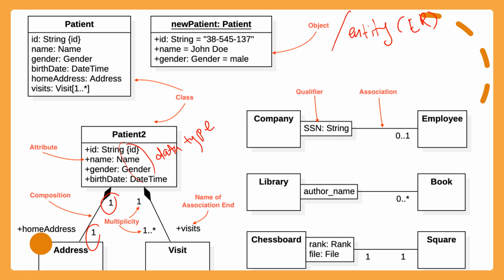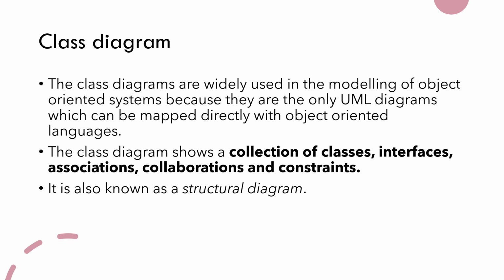They also have many to many and many to one, the degree of the relationship itself. So the class diagram is widely used in the modeling of object-oriented systems, because it is the only UML diagram which can be mapped directly with an object-oriented language. The class diagram shows us a collection of classes, interfaces, associations, collaborations, and also the constraints. So this is what the class diagram should show us. Another name for the class diagram is a structural diagram.